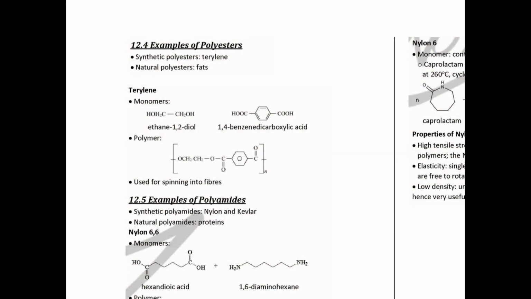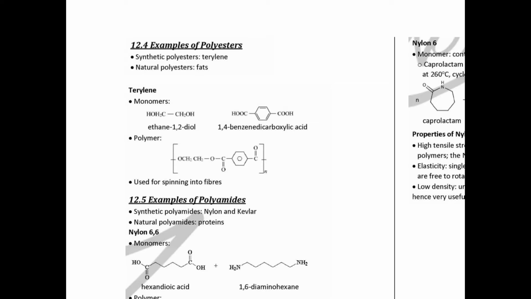12.4 examples of polyester. So remember, polyester means that there is C double bond O and O as the main structures in the polymer. COO, COO in the polymer. So first point, they said synthetic polyester, Terylene.